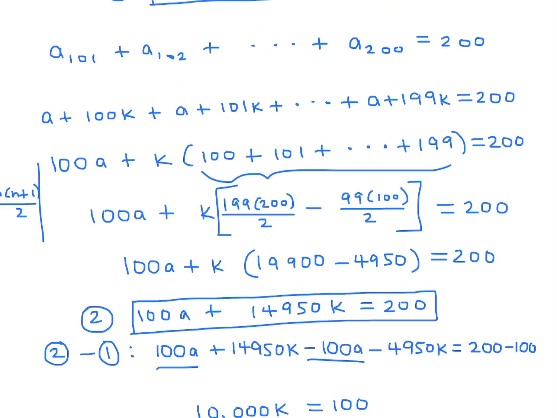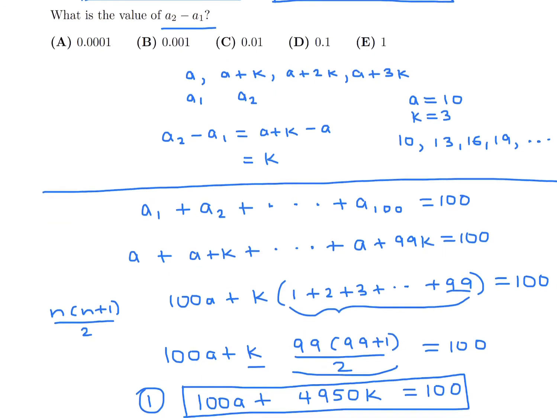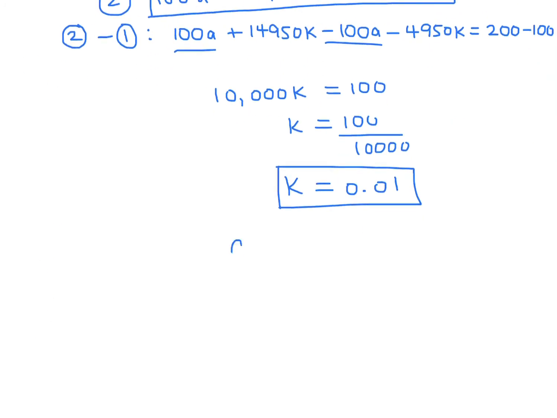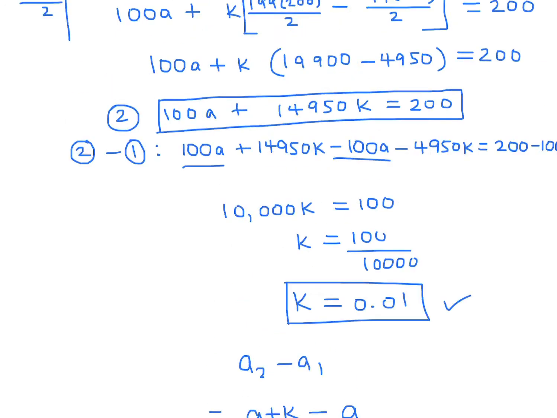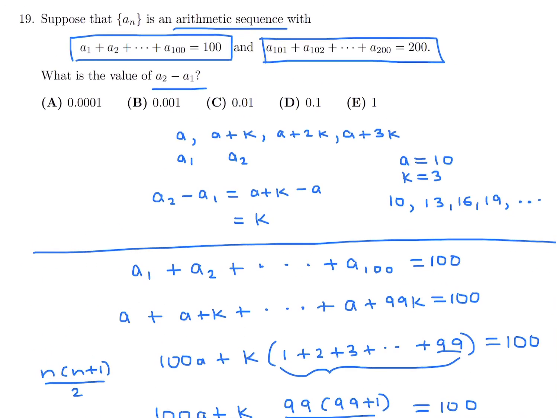And then let's go back to the question. What do they want us to figure out? A2 minus A1. A2 is A plus K. A1, the very first term, is just A, and therefore this becomes just K. And K is 0.01. So that's the answer, 0.01, which would be choice C.